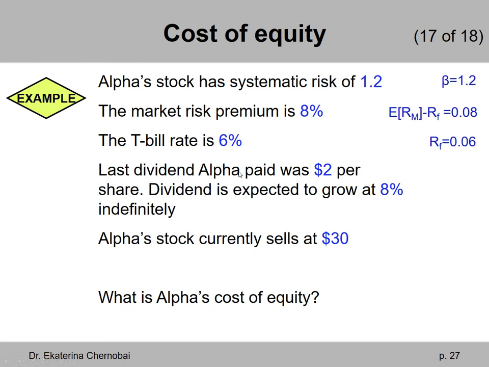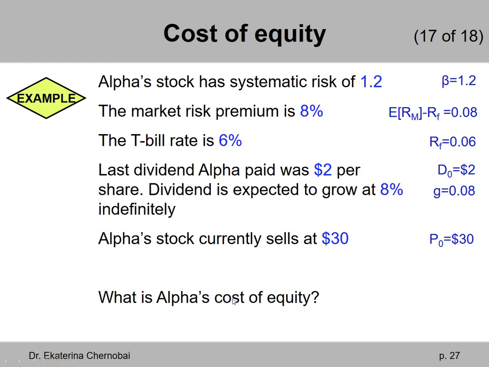Now let's look at what else is given. The last dividend that Alpha paid was $2 per share, so that's D subscript 0. Dividend is expected to grow at 8% indefinitely, that's the growth rate, lowercase g. Alpha stock currently sells at $30, that's today's price, P subscript 0. And the last three, the dividend, the growth rate in the dividends, and today's price, are what we need to use approach number one, the dividend growth model approach. So we can use either approach.